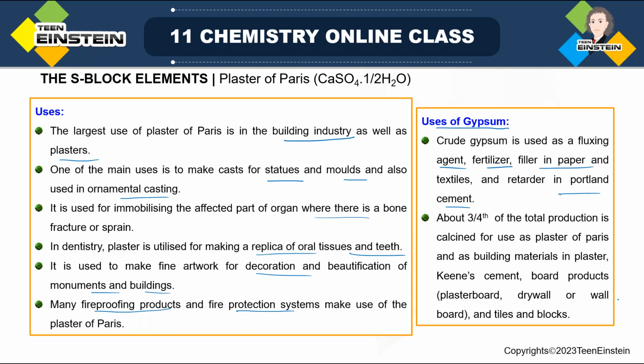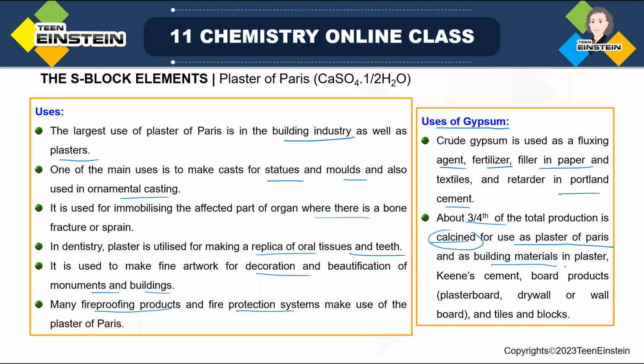because it has a retarding property. Around 3/4 of the total production of this molecule is calcined for use as plaster of Paris. That means 3/4 of total gypsum is calcined, meaning when you heat it at very high temperature to remove water partially or completely, that process is calcination, or the verb form is calcined. So gypsum is used for the production of plaster of Paris. The equation you have already seen, how from gypsum we can get plaster of Paris.